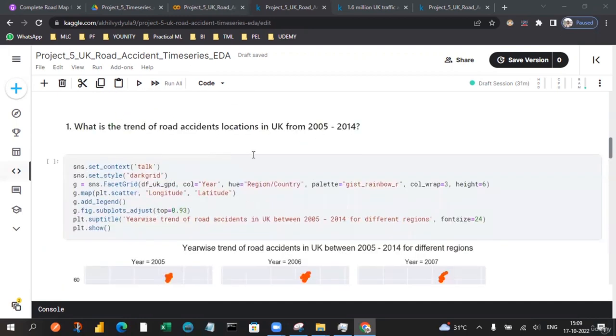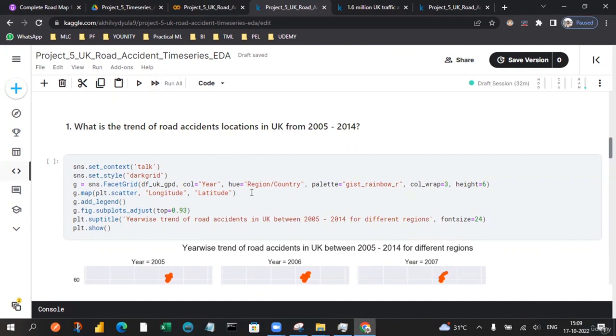So let's again go with a few questions to analyze the data. What is the trend of the road accident locations in the UK from 2005 to 2014? By using this trend, what exactly are the observations we are going to draw? We're going to get what exactly the trend is from this point to this point, along with the road accidents in particular locations. So let's see how that is arrived at.